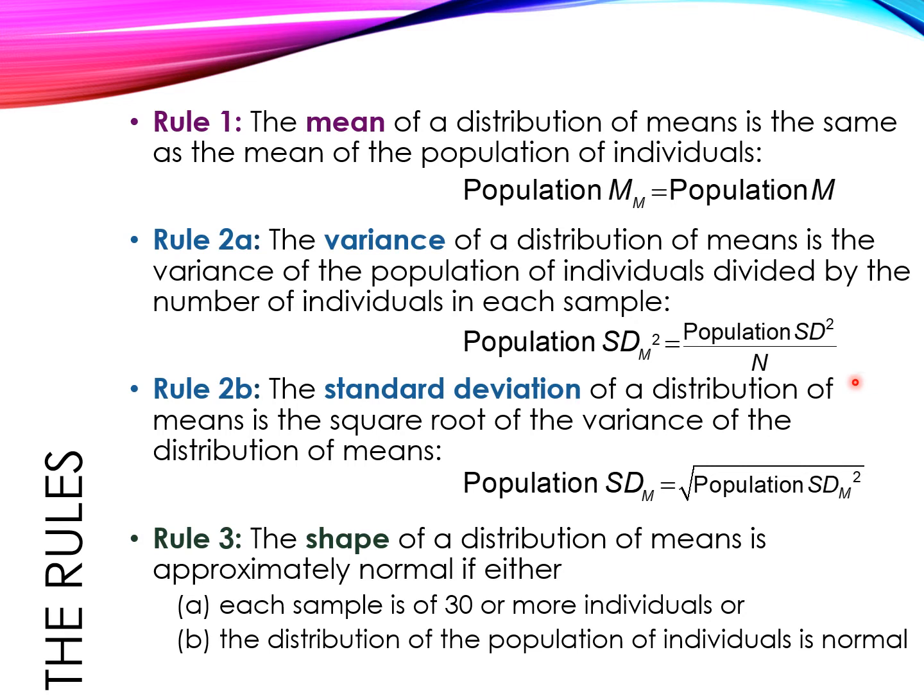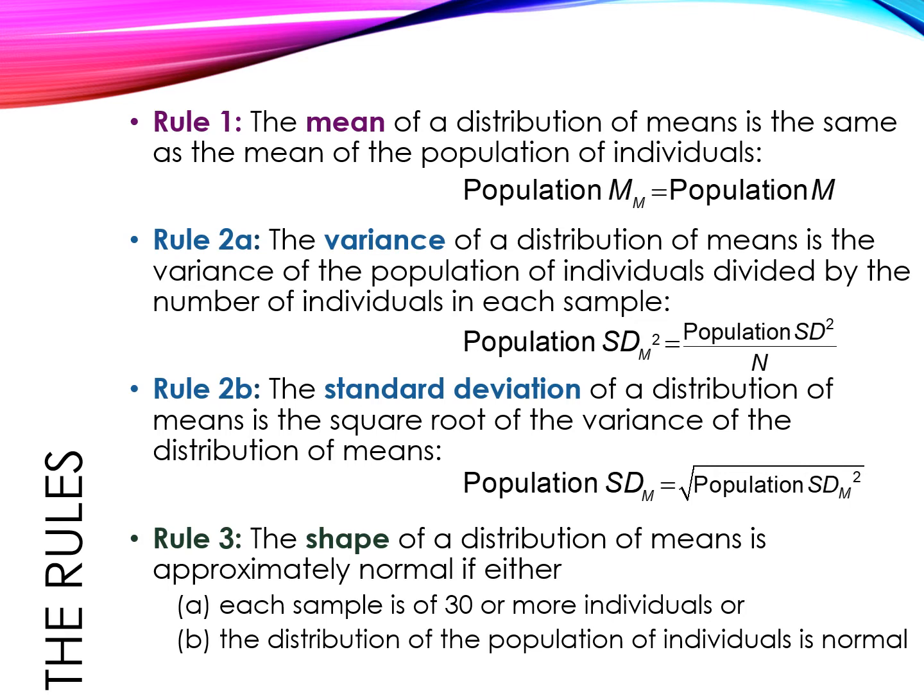Rule 2B, the standard deviation of a distribution of means is the square root of the variance of the distribution of means. And that makes absolute sense because the variance is squared, it's the squared standard deviation, so to get the standard deviation, we need to take the square root. That's pretty simple. And then rule 3, the shape of a distribution of means is approximately normal if each sample is of 30 or more individuals, or the distribution of the population of individuals is normal.